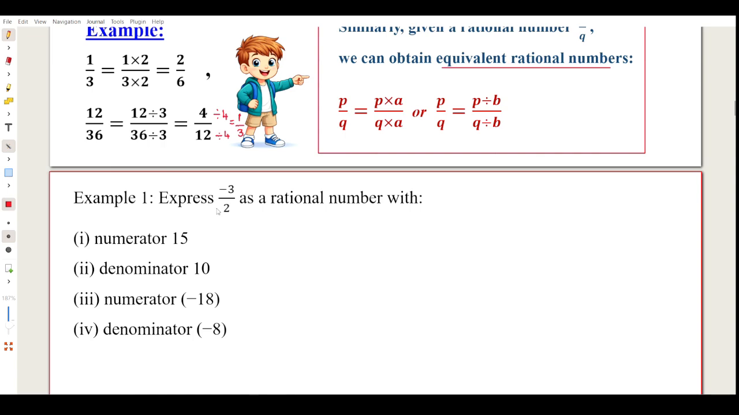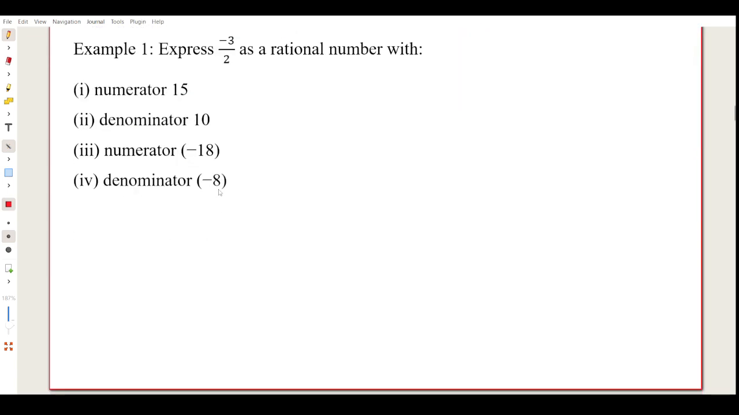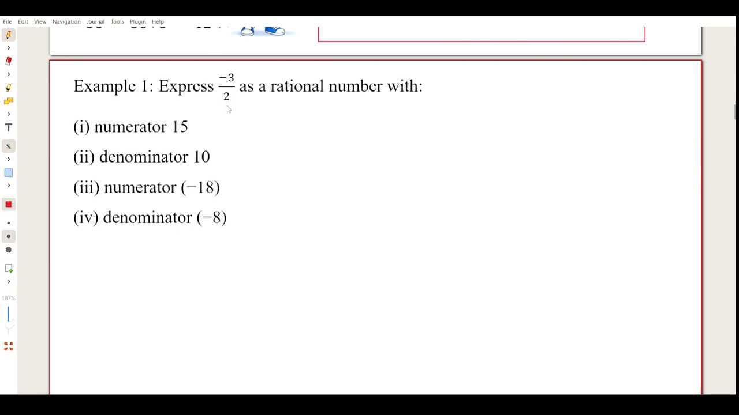Hope everything is clear, right? So based on this I have taken one small exercise. Express minus 3 by 2 as the rational number with numerator 15. First question: minus 3 by 2 is given, and I have to write the rational number with numerator 15. So the numerator should be 15.